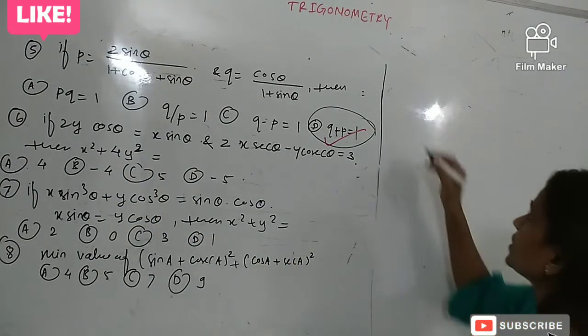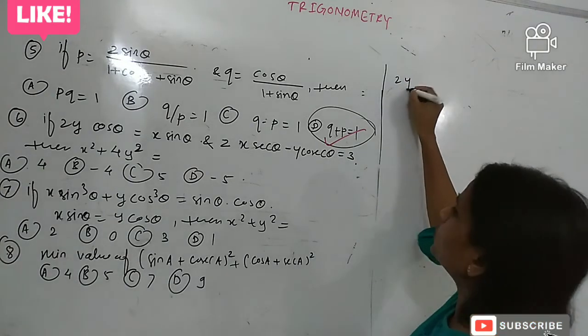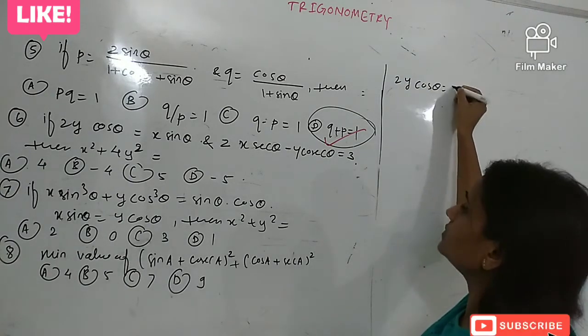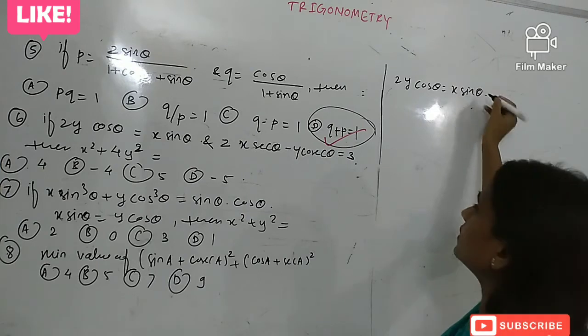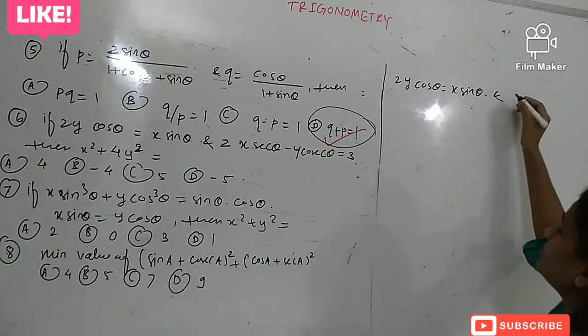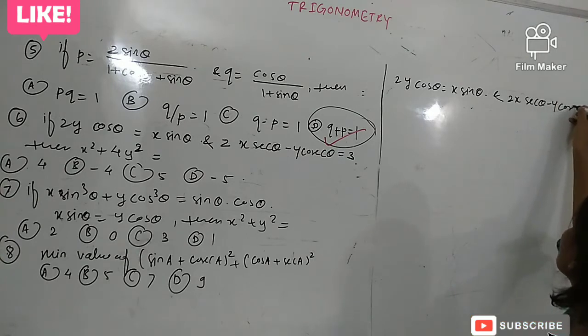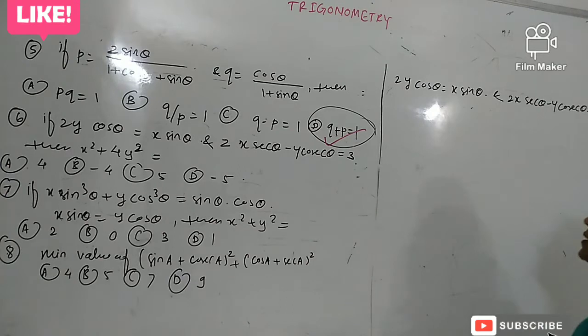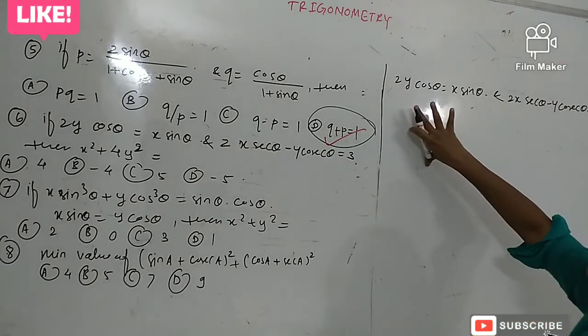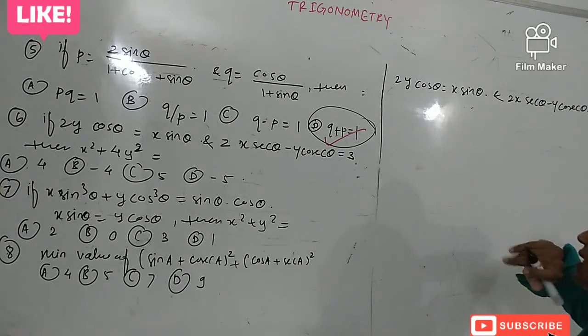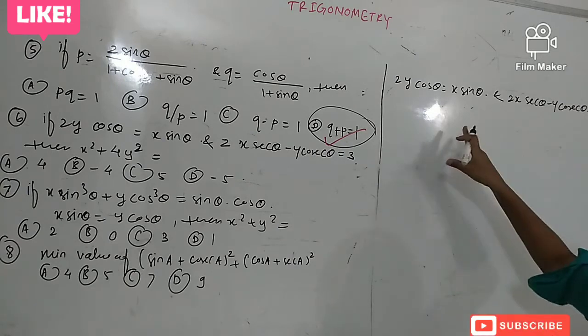Okay. So the given equations are 2y cos theta is equal to x sin theta. Okay. And the second equation is 2x sec theta minus y cosec theta is equal to 3. Okay. So these are simple algebraic equations. So just write them in the proper form.